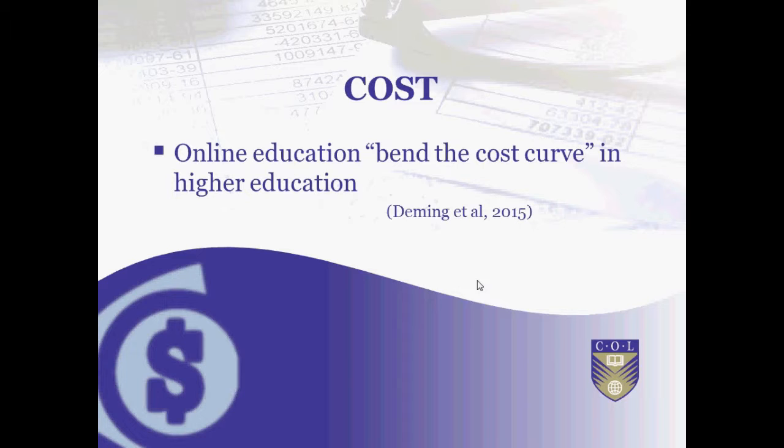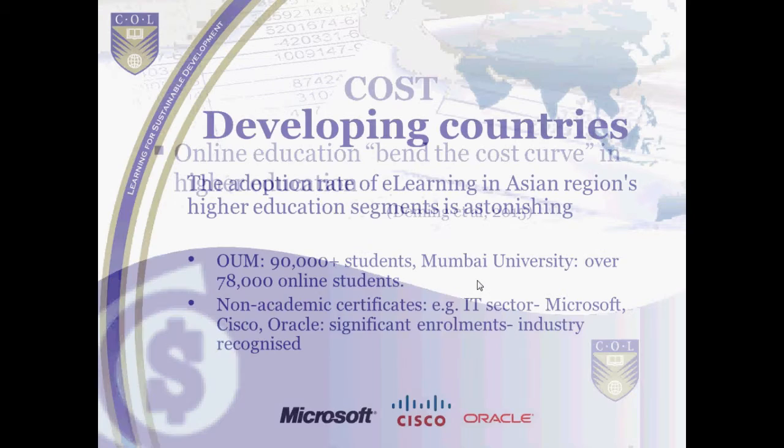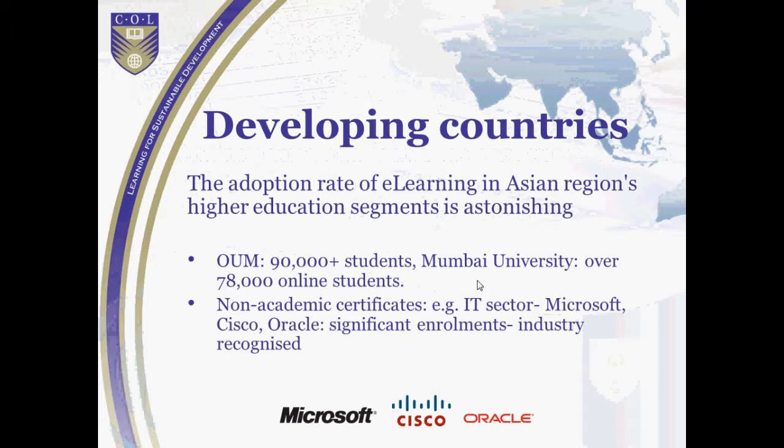What about developing countries? After North America, Asia has the highest growth rate, with developing countries like Myanmar, Thailand, and Malaysia leading the continent in e-learning. Just to give you a flavor, Open University of Malaysia has over 90,000 online students, and Malaysia is not a very big country, like India or Nigeria, for instance. Mumbai University enrolls nearly 80,000 online learners. There's also a significant number of online learners in industry-based IT courses, which are recognized towards employment.